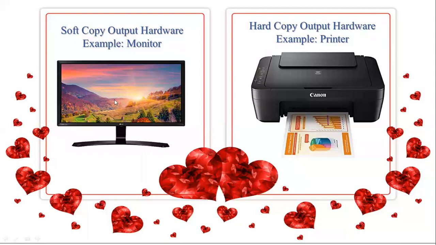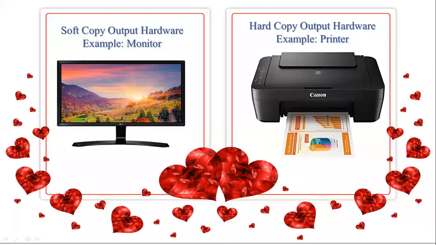On the monitor you see visuals, different types of photos, different types of visuals. That is soft copy output. Okay, next one is hard copy output hardware. Printer is hard copy output hardware or device, and the printed form, the paper given by the printer after printing, that is hard copy output, because that paper can be touched.